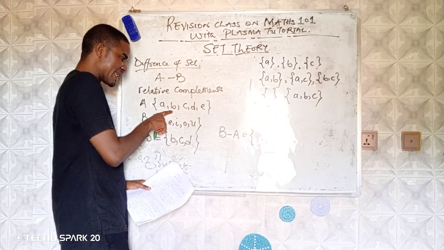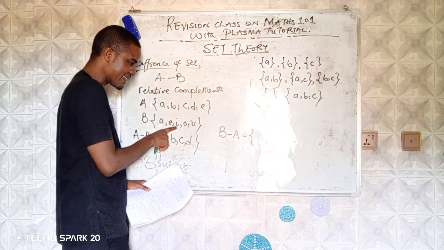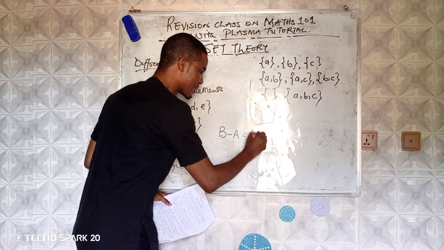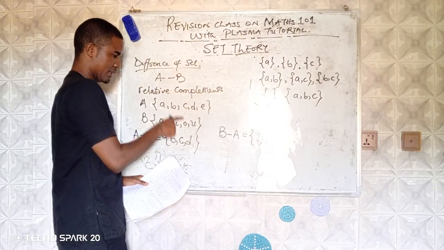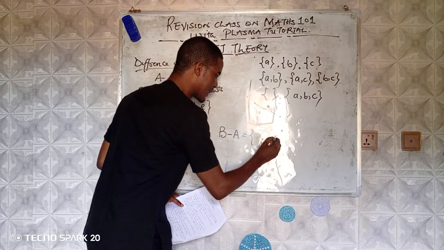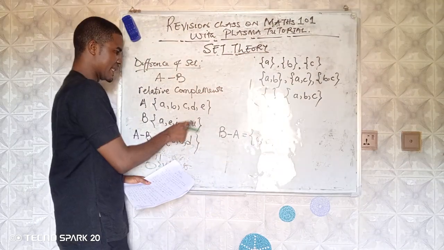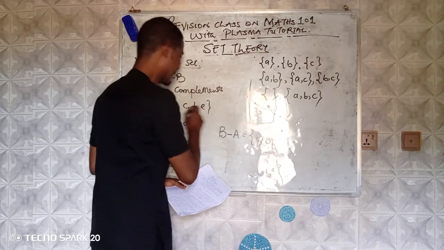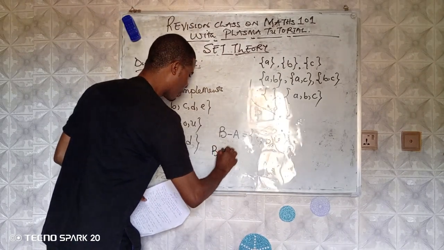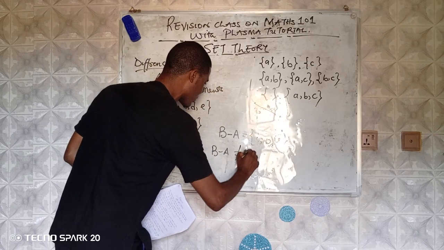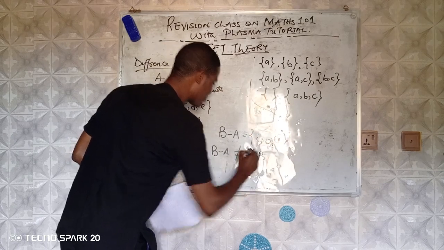E, is there E here? Yes, it will not make it. I, is there I here? No. I is in B, but not in A. O is in B, but not in A. U is in B, but not in A. You can now see that B minus A is not equal to A minus B.